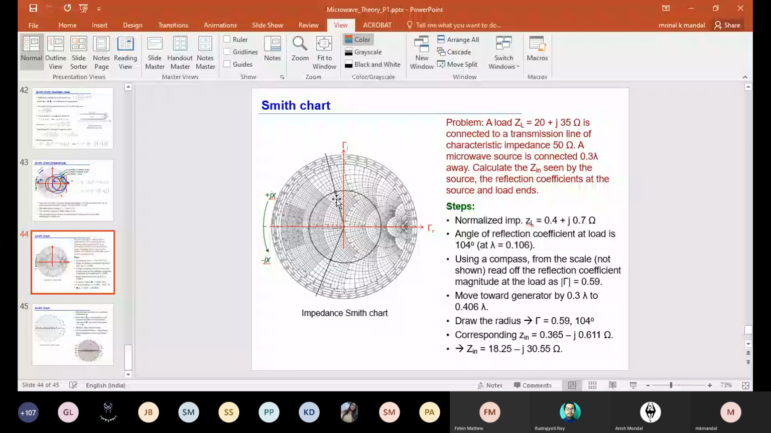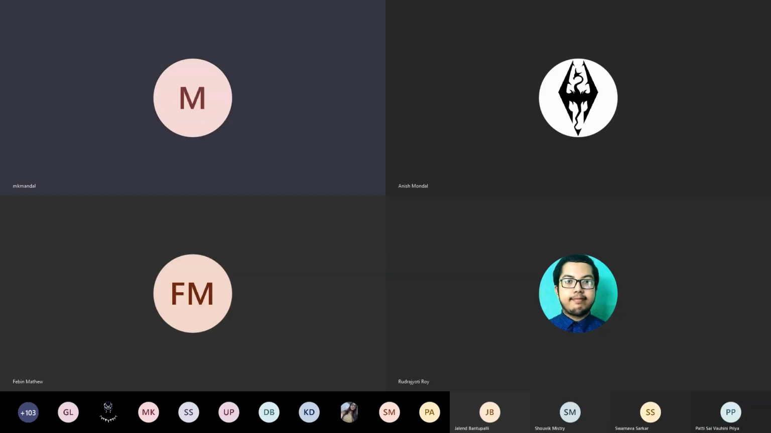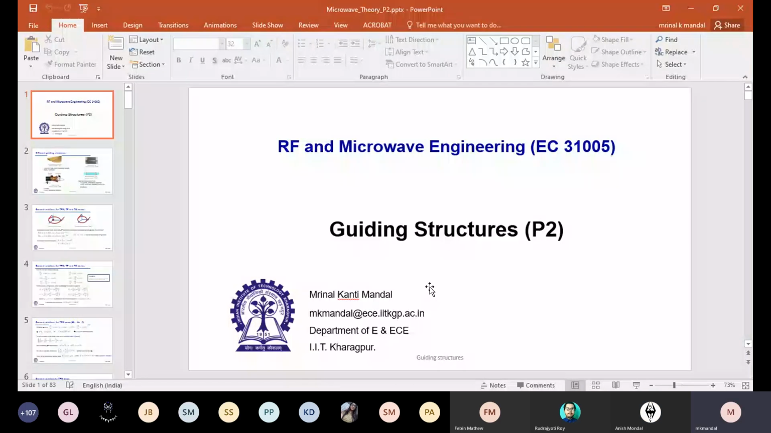Okay, so here this part ends, and after this we are going to start guiding structures in general. So till this point, do you have any questions? You can type here or you can ask me directly. Well, in that case, we'll start part 2.